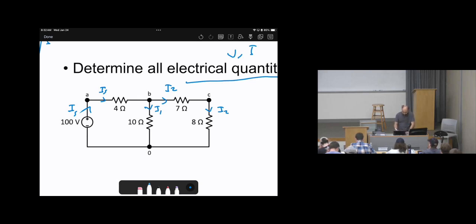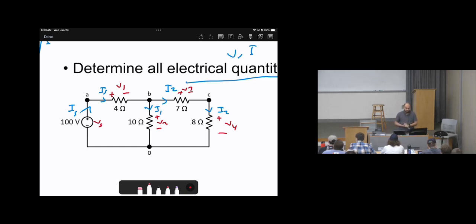The next thing is to label the voltage polarities. The polarity for the V source has already been given. For the 4 ohm resistor, keep in mind we need to make Ohm's law positive, so the current enters the positive polarity of the voltage. So it will be plus minus; I'm going to call this one V1. Here, plus minus V2, plus minus V3, plus minus V4. Okay? Now all of the current directions and voltage polarities have been assigned.